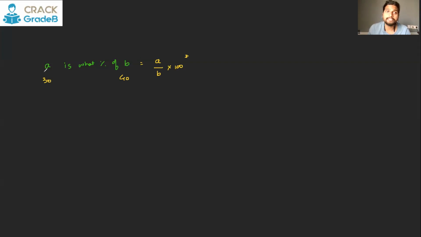So that is why you have to write this. A is what percent of B means A upon B. Of B, that tells you what is going to be the base. So A upon B into 100. And then you can say 30 upon 40 into 100. And then the answer will be 75%, easily.